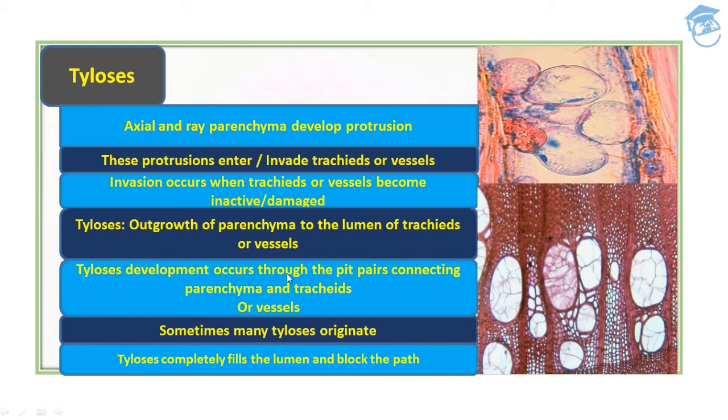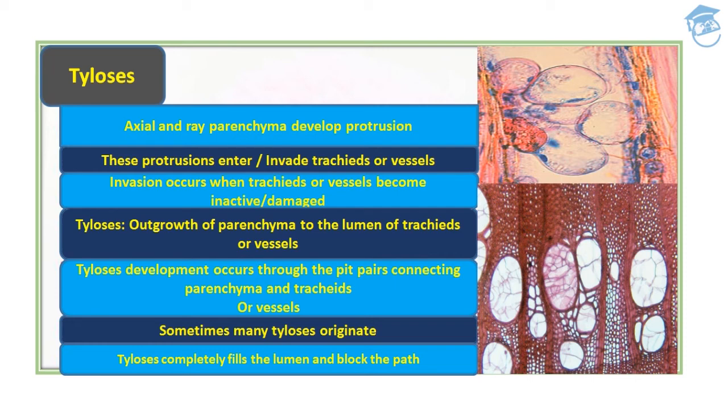Tyloses development occurs through the pit pairs, as I've shown you in the diagram of tracheid. Tyloses develop through pit pairs connecting parenchyma and tracheids or vessels, and sometimes many tyloses originate and completely fill the lumen, thus blocking the path. So it is very harmful for the conduction of water and minerals, because of the protrusion or invasion that occurs when the tracheid or vessel becomes inactive or damaged.